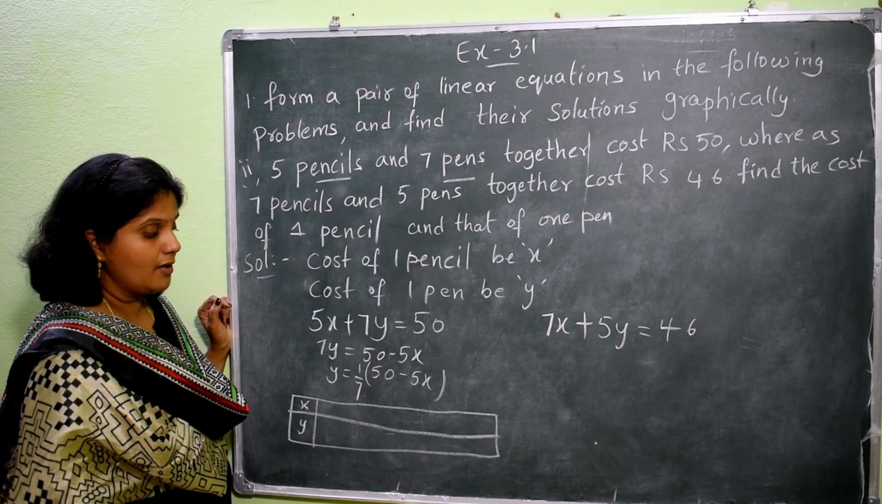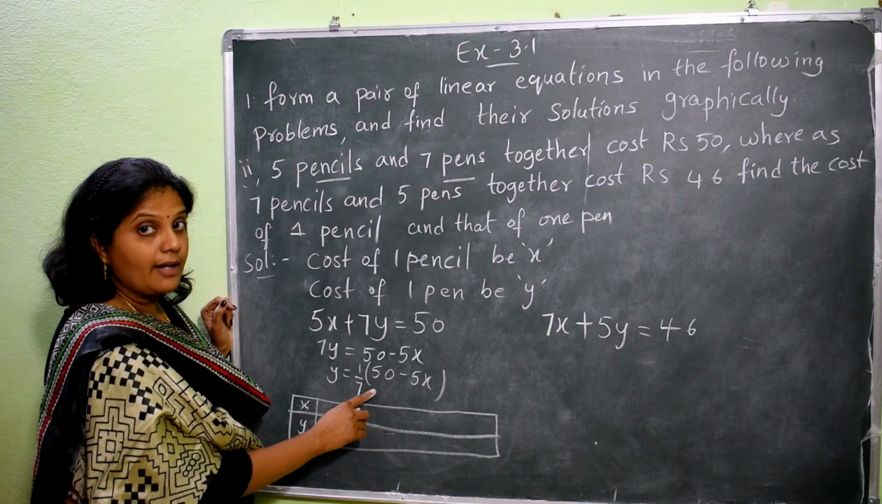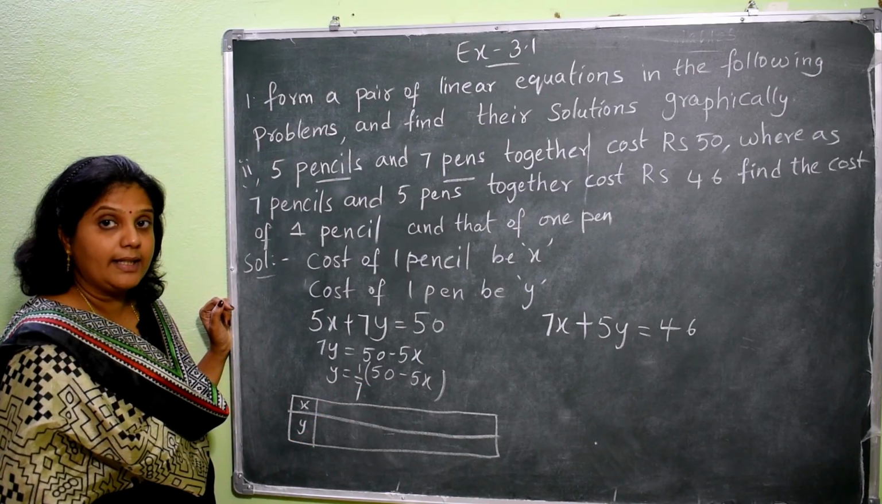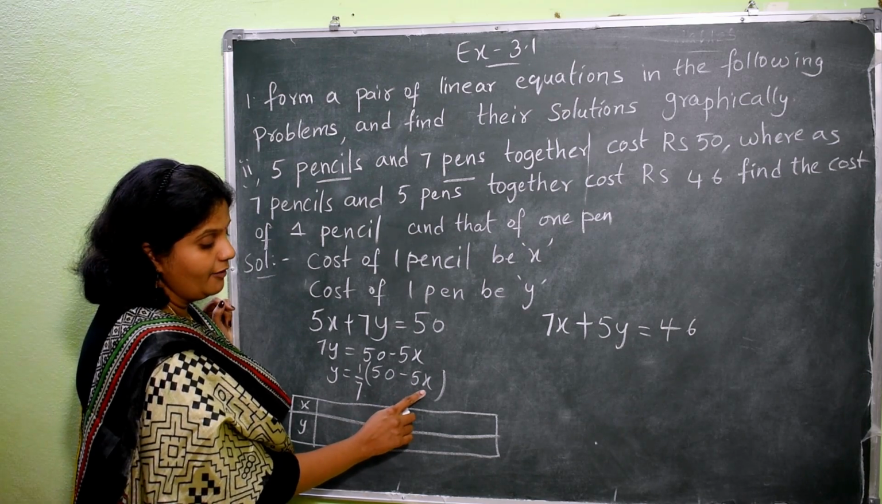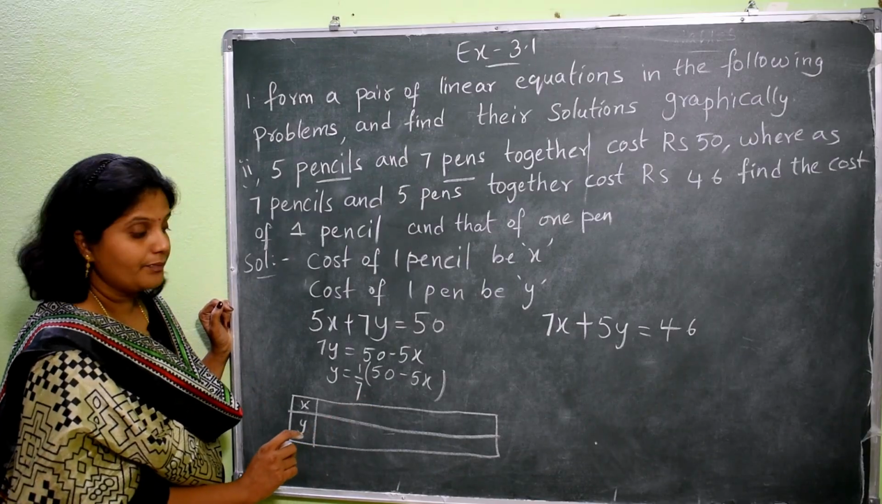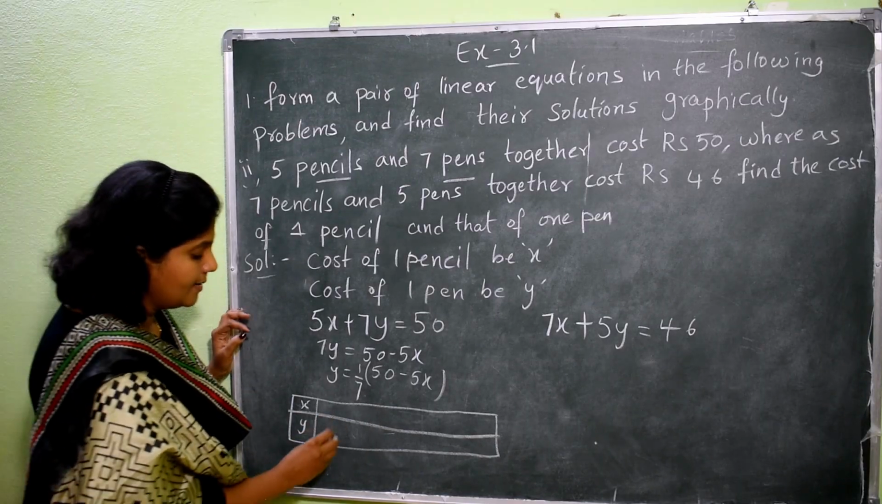So if I take the x value as 1, what did I get? 5 into 1, 5. So 50 minus 5 is 45. In the 7 table, 45 is not divisible. So if I take the x value as 3, 5 3s are 15. So 50 minus 15 is 35. So 35 by 7 is 5. So I am taking the x value as 3.